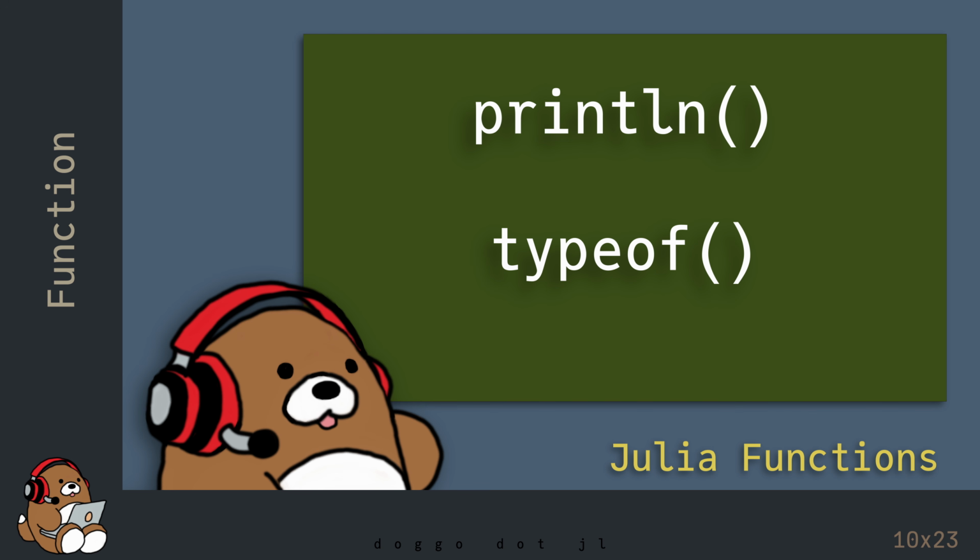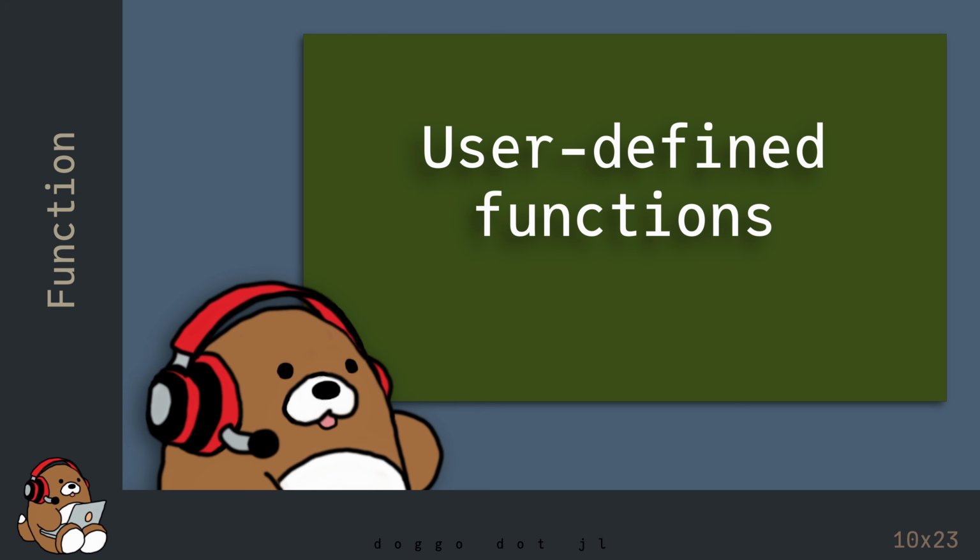Println and typeof are examples of functions that come included with Julia. As a user, you don't need to know how these functions work in order to use them. And you don't need to recreate these functions every time you want to use them. But as a budding software developer, the real power of functions is that you can create your own custom functions, either for yourself or for others.